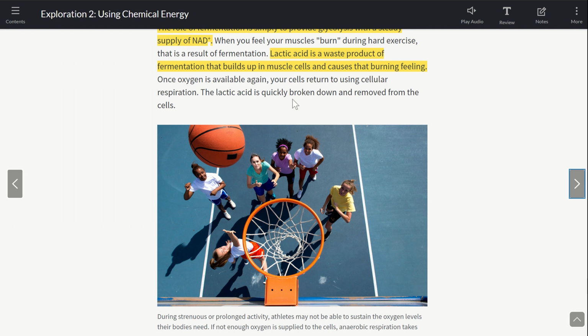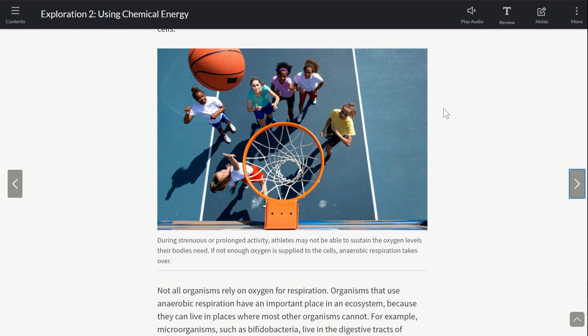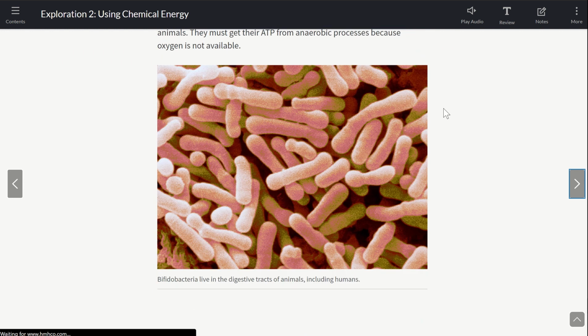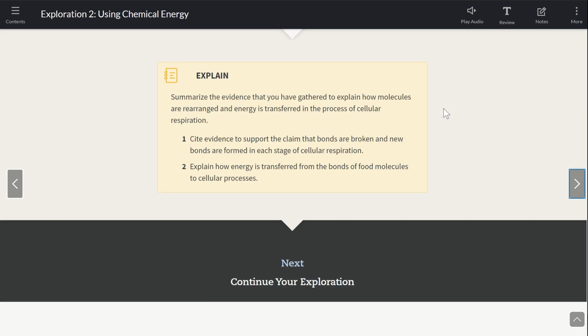Now, once you stop exercising, the lactic acid can be broken down, and you might only be feeling the effects of that for a day or two. But if you've ever been sore the day after a workout, you felt the effects of having lactic acid build up in your muscles. Now, that's the end of respiration.